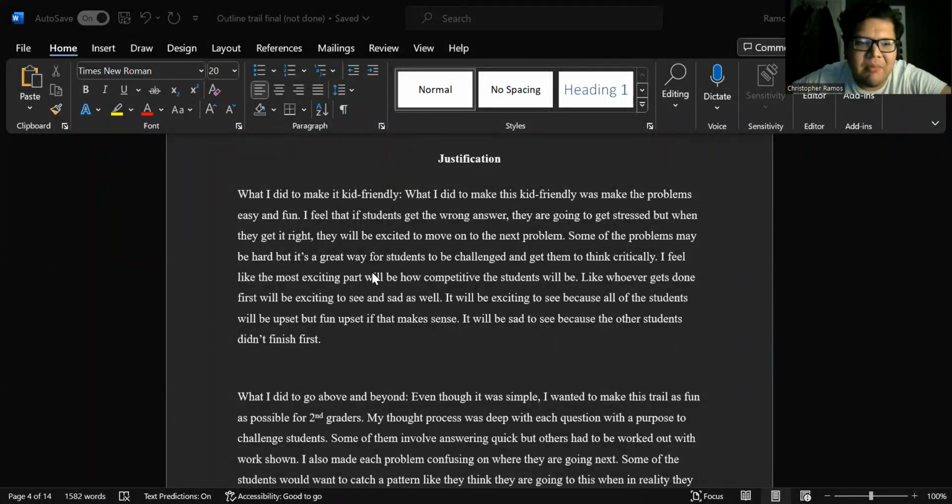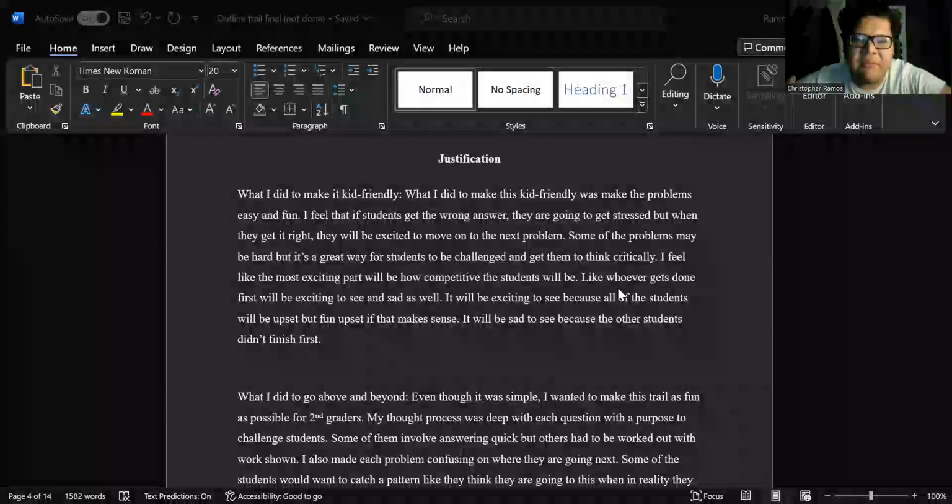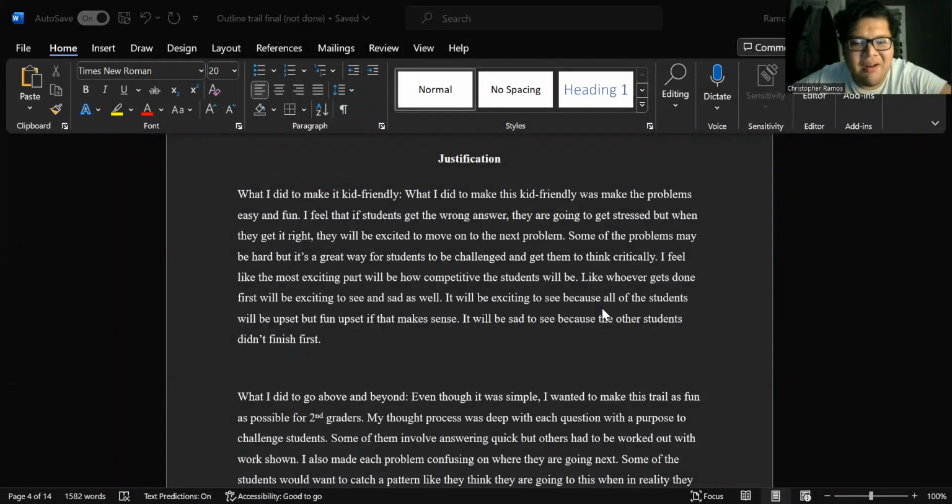And some of the problems may be hard, and I wanted some of them to be hard, because it's a great way for students to be challenged and to think critically. I feel like the most exciting part will be how competitive the students get. Obviously not too competitive, but in the sense that they're having fun.